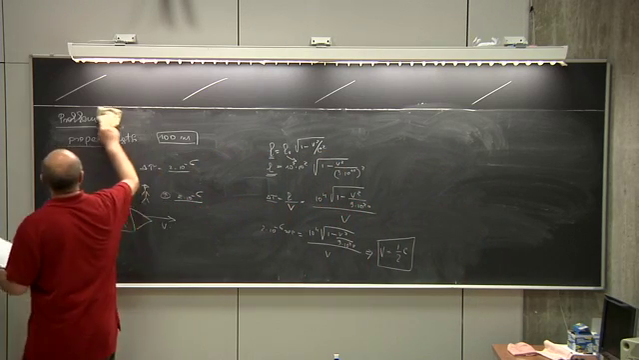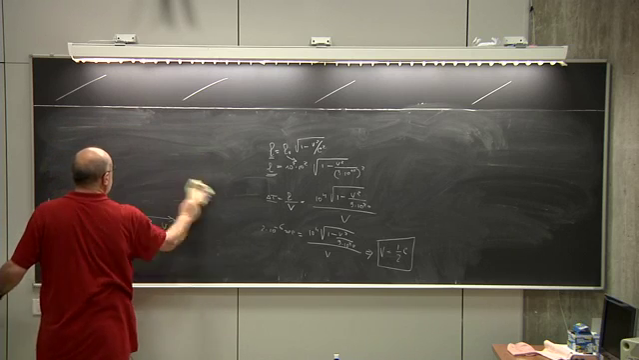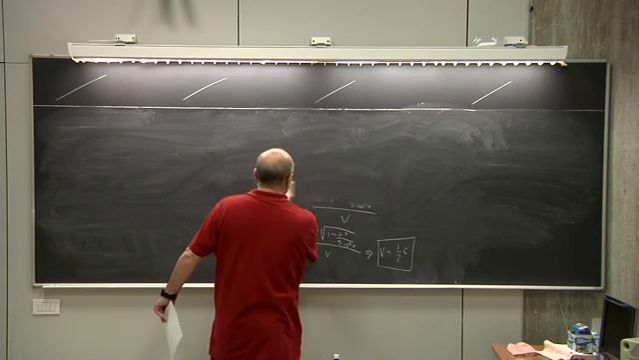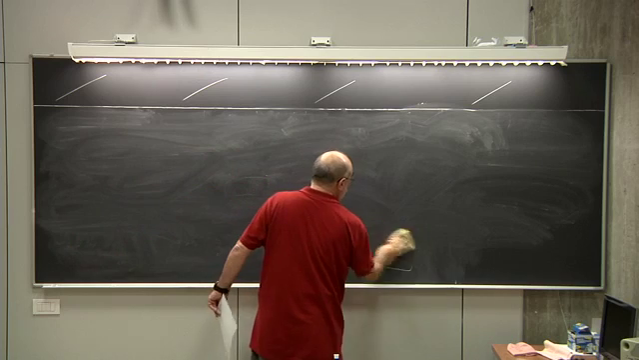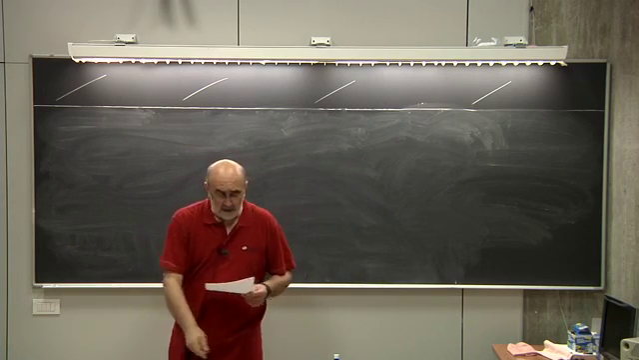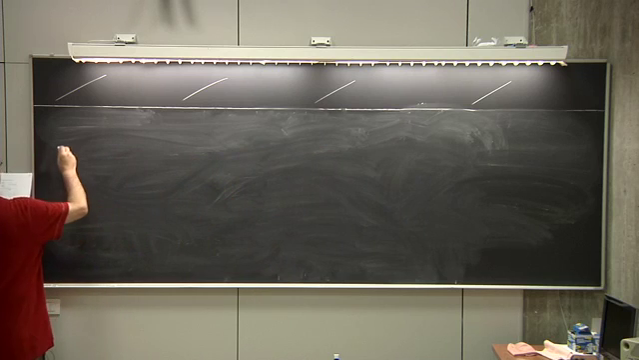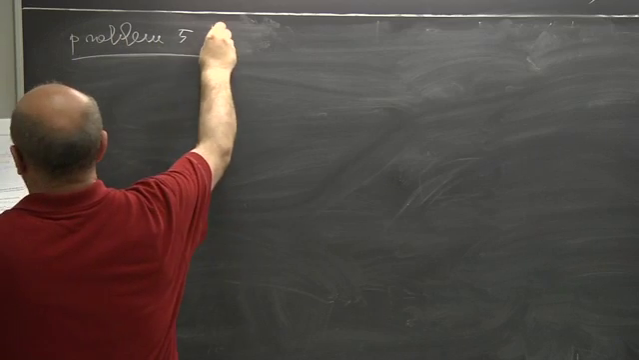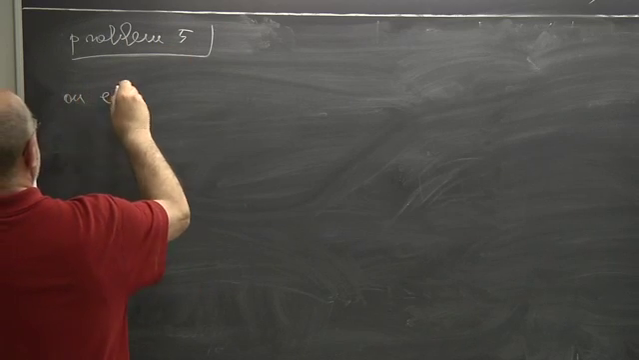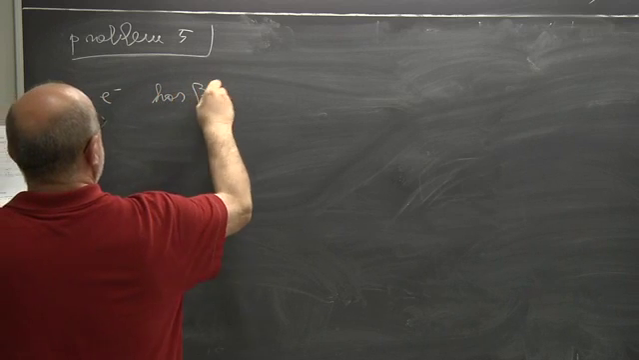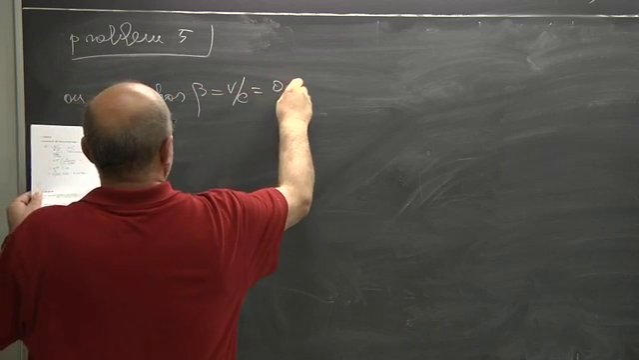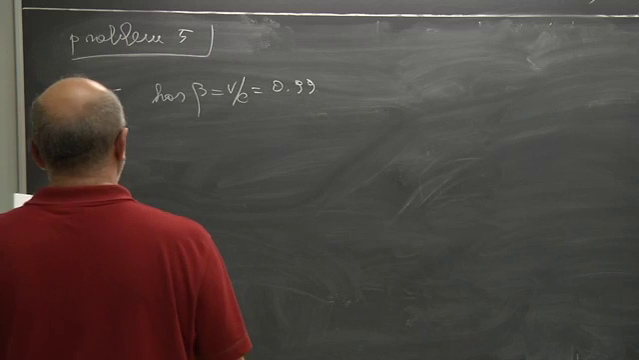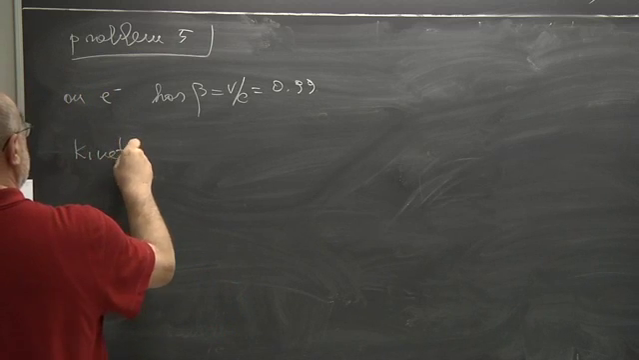Okay. Problem 5. This problem 5 is on the last part of last lecture, that was on the energy concepts. Last time we talked about the total energy of a system. So the problem is problem 5. An electron has a beta, that is v over c, of 0.99. This is a number, because it's a ratio of velocities. They want to know the kinetic energy.